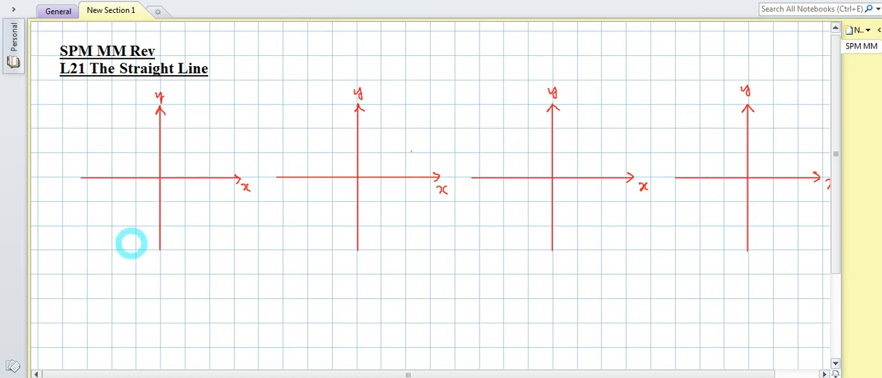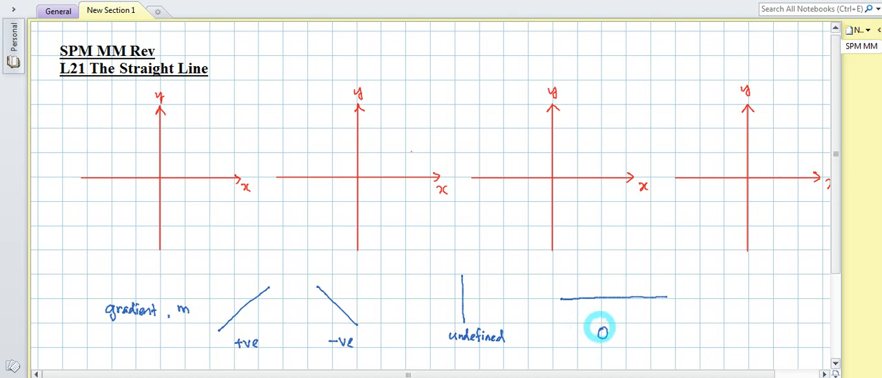Okay, for gradient, normally we will represent it by using the letter m. Basically we have 4 types of gradient. If the straight line is going upward like this, the gradient will be positive. If the straight line is going downward like this, the gradient will be negative. If it's going upward vertically, then the gradient is undefined. Last one, if the straight line is going horizontally, parallel to the x-axis, then the gradient will be equal to 0.